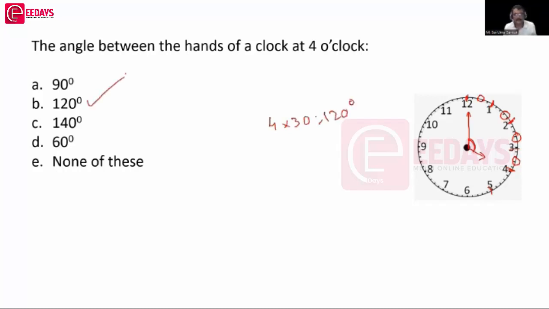That's it. Each and every hour space is equal to 30 degrees. Here, 4 o'clock, minute hand shows 12, hour hand shows 4. So how many hour spaces are between minute hand and hour hand? That is equal to 4. Each hour space is 30 degrees, so 4 hour spaces is equal to 4 into 30 degrees, that is equal to 120 degrees. Option B is the correct answer.